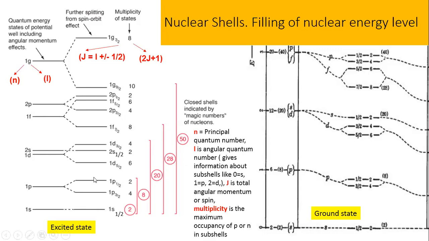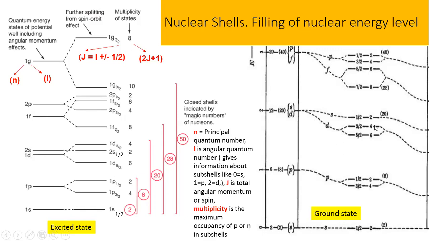So these are all about the energy level. This is very important to understand, because we will be using this knowledge to calculate the nuclear spin. There is another diagram on the right-hand side, and this is the excited state, the building of the protons and the neutrons at the excited state, and this is the ground state energy levels.